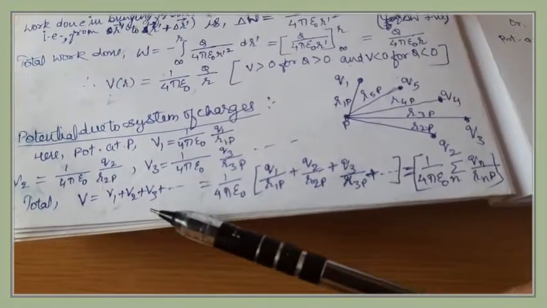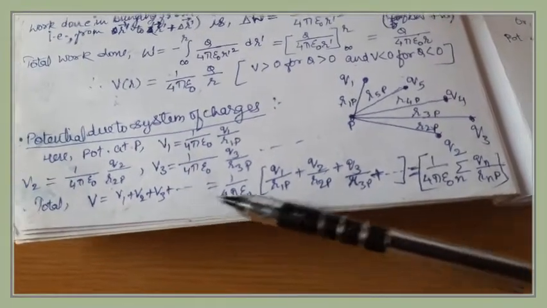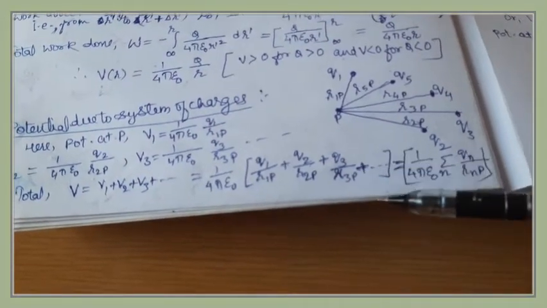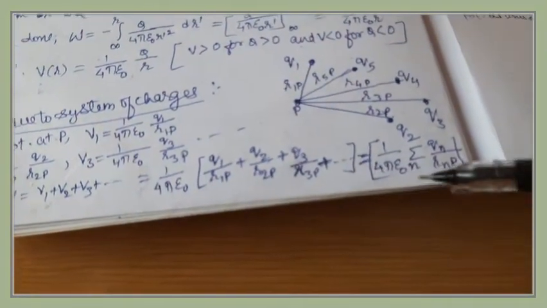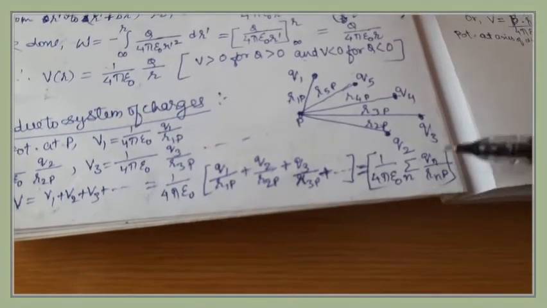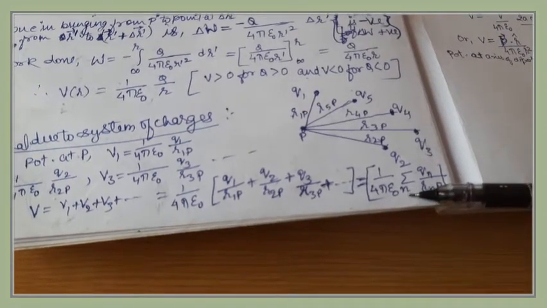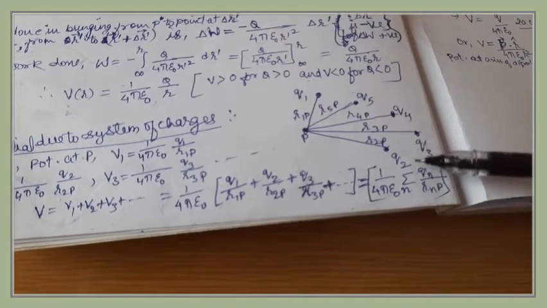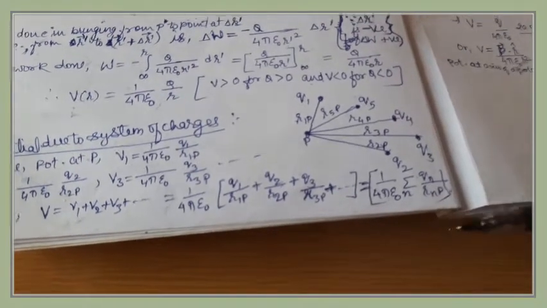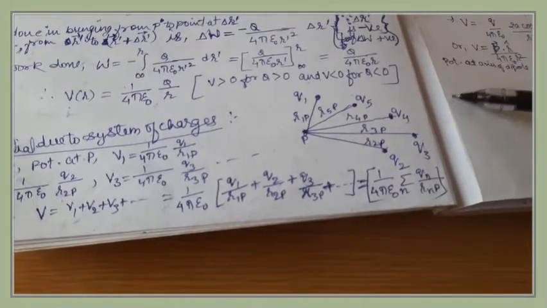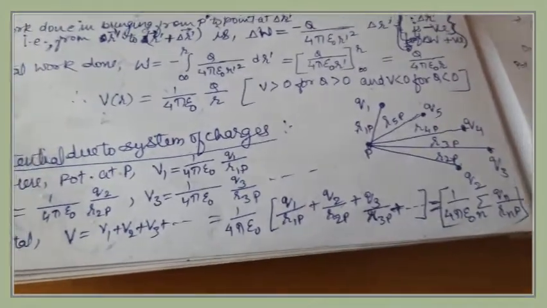So for finding the total potential, we add up potentials due to individual charges, and because 1 upon 4 pi epsilon naught is common to all, we take it common. If we want to write it in general form, we can write summation of qn by rnP, where n can vary from 1 to any value. In this case it is 1 to 5, and rnP is the distance of a particular charge from the point P.